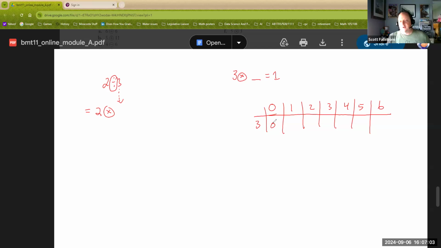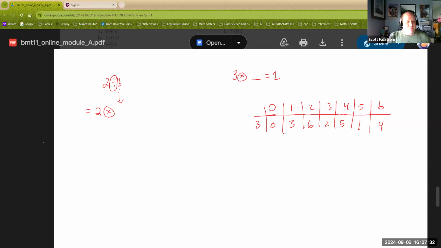3 times 0 is 0. 3 times 1 is 3. 3 times 2 is 6. 3 times 3 would be 9. But we're dealing with a 7 clock, so I take that off and I get a 2. Times 3 again gives me 5. 3 again gives me a 1, and then this one gives me a 4. 3 times 6 is 18. I take away a couple sevens, I get 4.